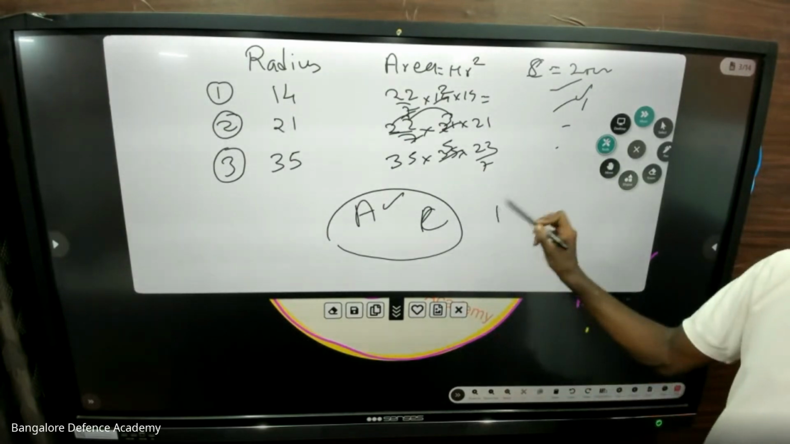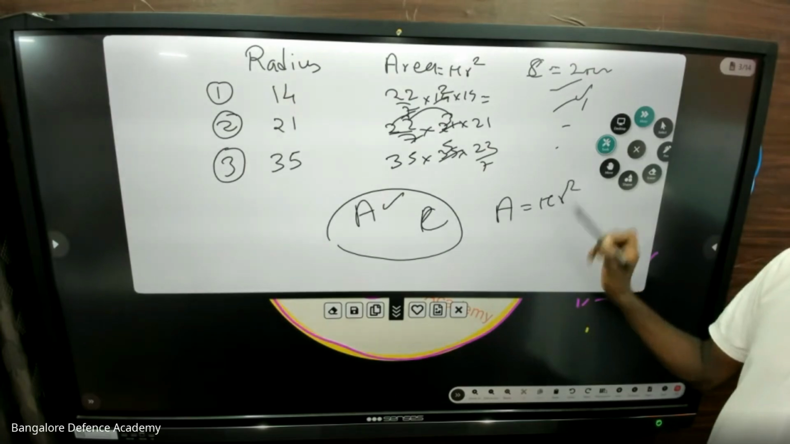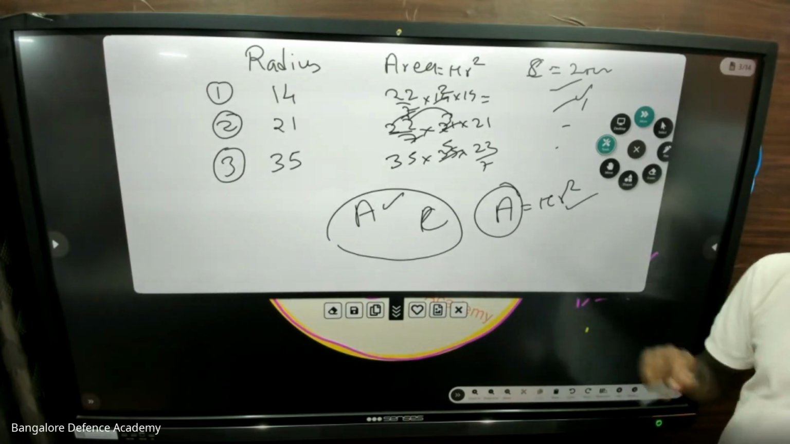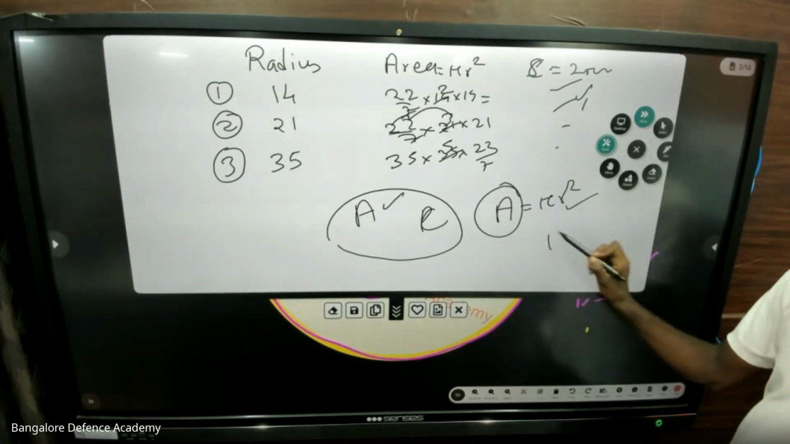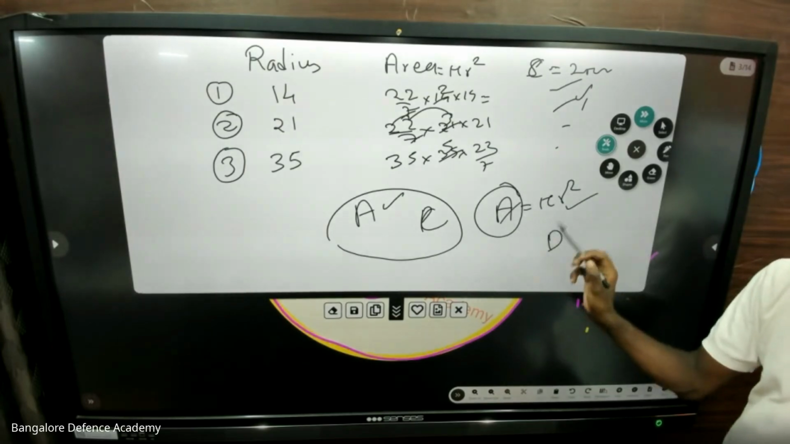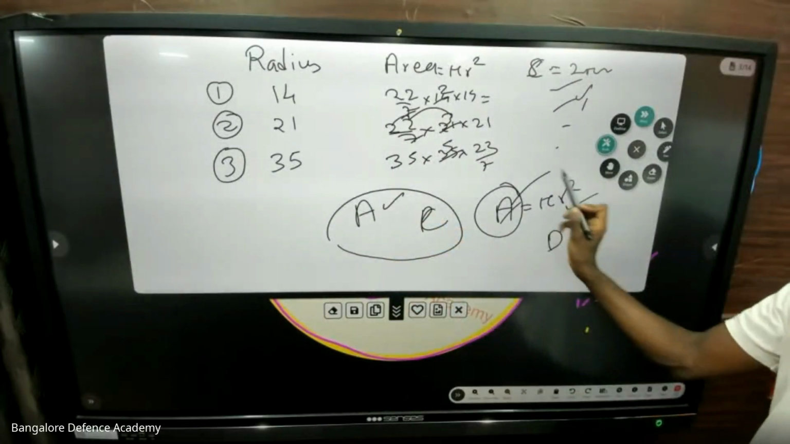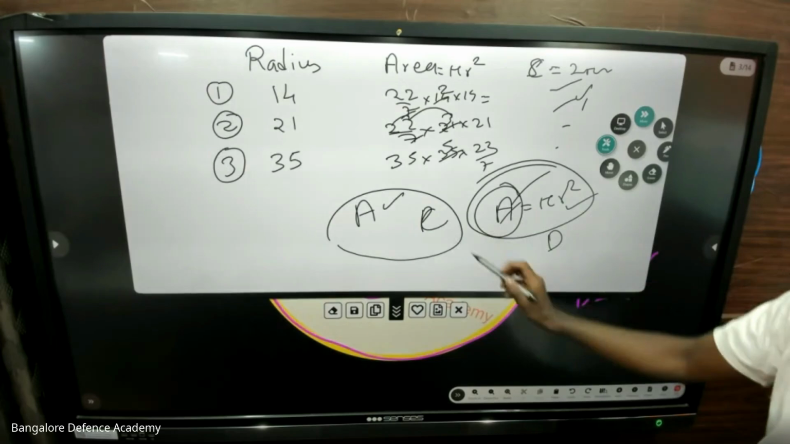Now in exam, what happens? They will give you area and ask you to find the radius. Sometimes they will ask you to find the diameter. They'll give you area and ask you to find the diameter. Something like that. So all your formulas or questions will be here only.